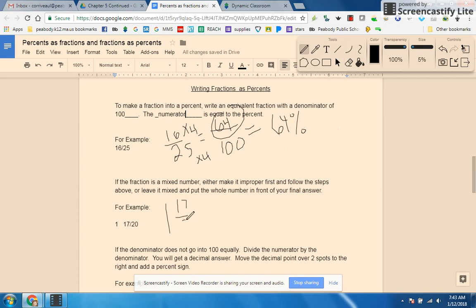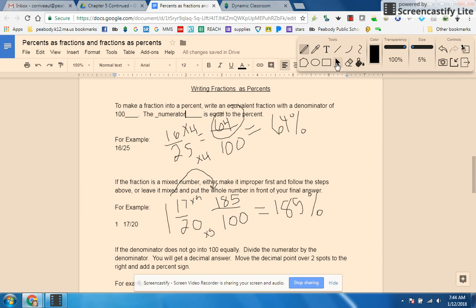So 1 17/20. I want the denominator to be 100 because we're trying to make it into a percent. So 20 times 5 gives me 100. So I'm going to do 17 times 5, which is 85. Now, if you're doing it this way and there's a whole number, all you do is put the whole number right in front of your numerator. So 185%. Okay? So if it's a mixed number, you're going to have a percent that's over 100. So I did 20 times 5 is 100, so 17 times 5 is 85, and then the whole number I just put right in front of it, so 185%. So this is now taking a fraction and making it into a percent.